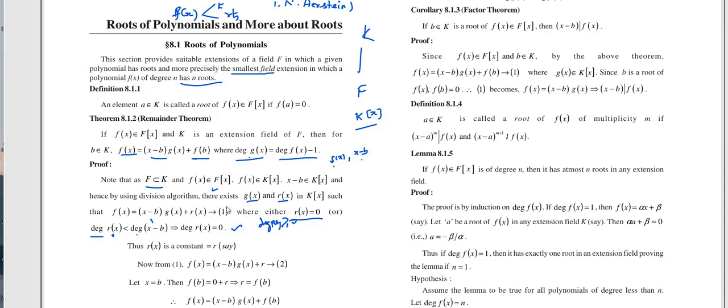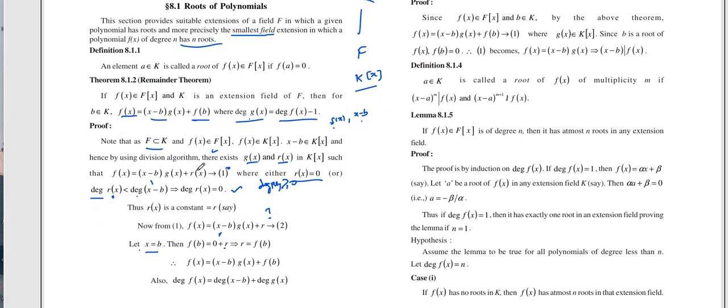Now go to equation 1. In that, replace r(x) by r. Now you take x as b because we want to determine what this r is. So for that we take x as b. So f(b) equals, this becomes 0. So this one becomes 0. So you have just r. So your r is f(b).